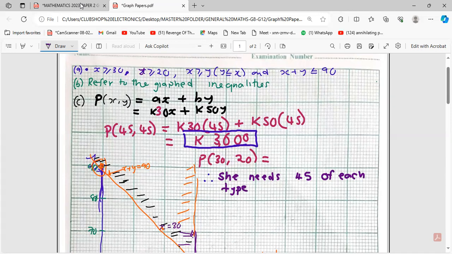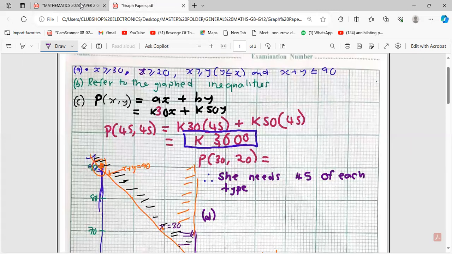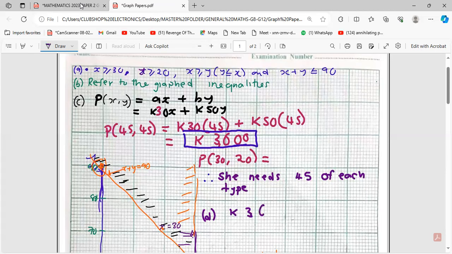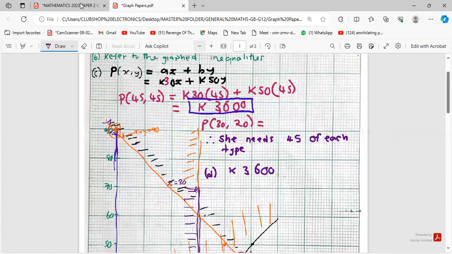That's it. Then D, we are saying calculate the maximum profit. So the maximum profit is the same value that we found, 3,600. That's the answer. And basically that's how we do that.